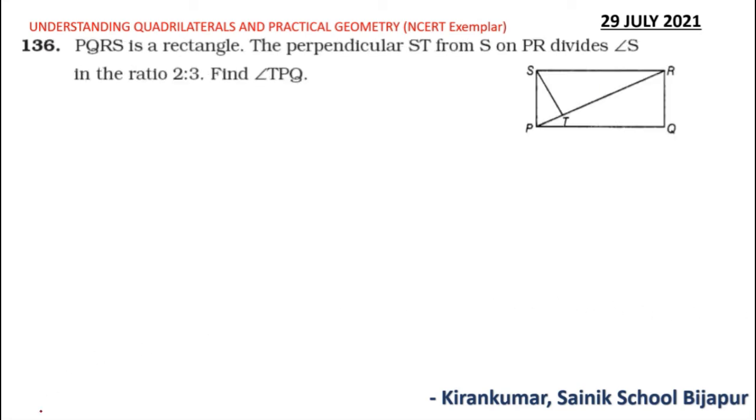Question number 136. PQRS is a rectangle. The perpendicular ST from S on PR divides angle S in the ratio 2 is to 3. Find angle TPQ. We need to find this angle. What is given to us? ST is a perpendicular from S. So this angle is 90 degrees over here. And they have given that the ratio of the angle here is 2:3.